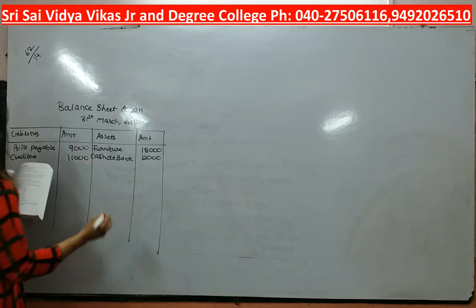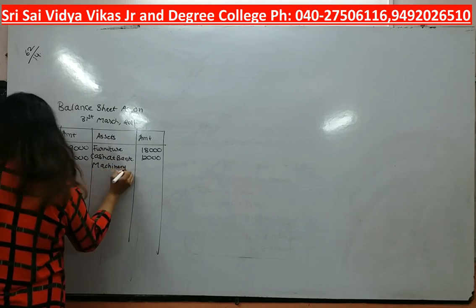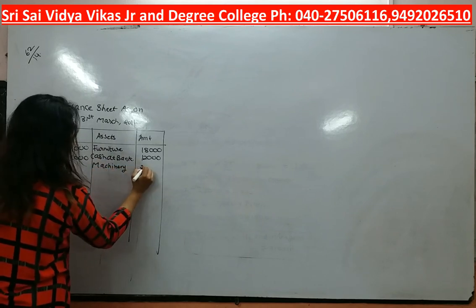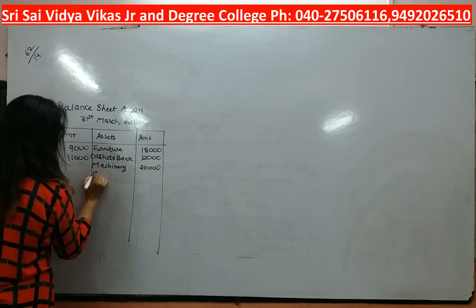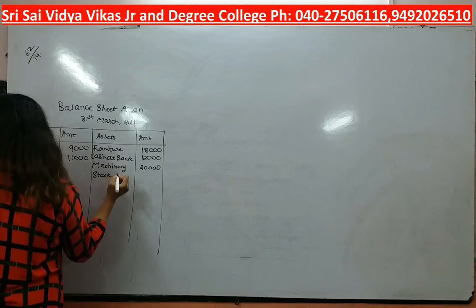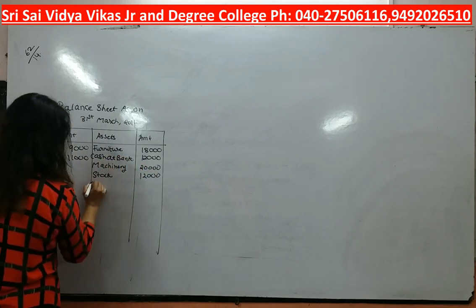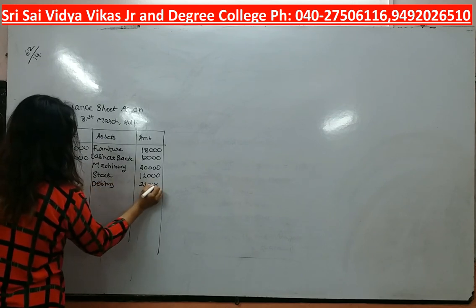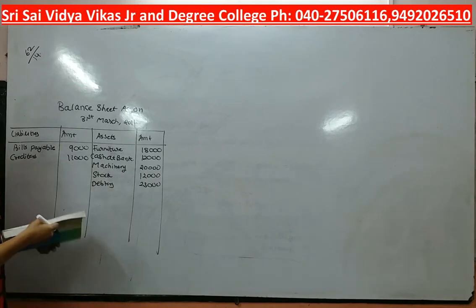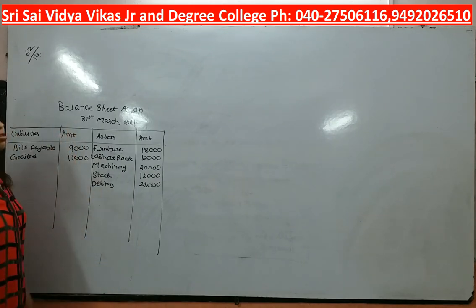Okay, next we have machinery, balance sheet asset side, machinery amount is 20,000. Then what are we having? Stock. Stock amount is 12,000. Okay, and debtors 23,000. See, this is the position which they have given us on 31st March 2011.